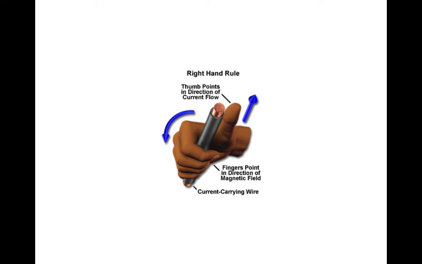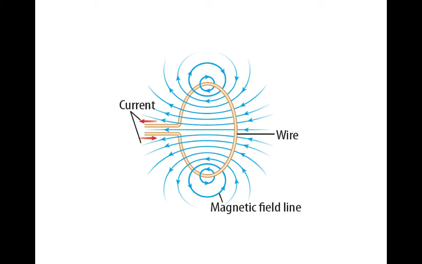Now you can reverse the orientation of your hand and have your thumb pointing down. So then if your current is going in that direction, look at your fingers. Pay attention to the way your fingers are curled. Then the magnetic field line will go in that direction as well. Now that's the principle that's involved with a wire that is straight.